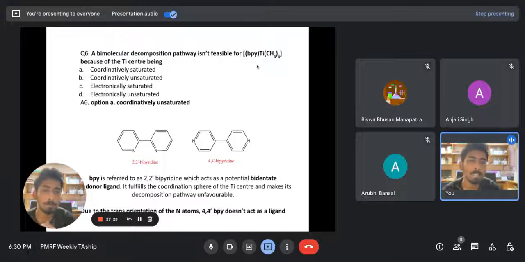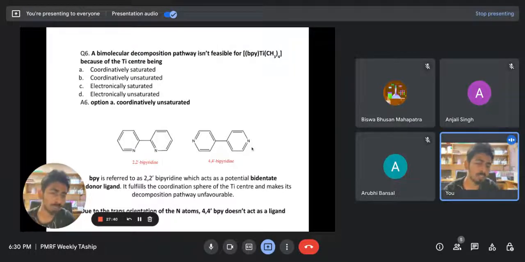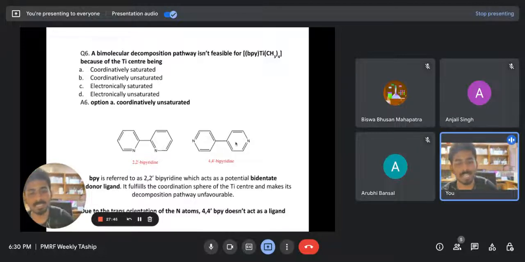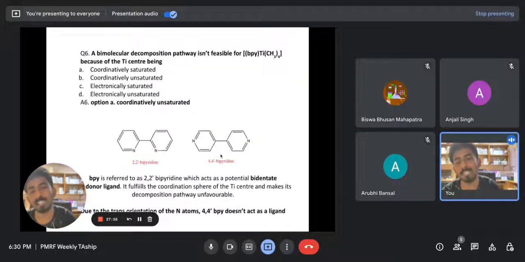This is the BPY Ti(CH3)4. Another point: whenever you are taking a ligand as BPY, you will always consider 2,2'-BPY, not 4,4'-BPY, because you see these nitrogen atoms are far apart from one another. These can also act as 4-electron donors, but since the nitrogen atoms are far apart, the bite angle or chelate formation with the metal is quite less feasible for 4,4'-BPY. That's why, from the ligand perspective in organometallic chemistry, whenever we talk about BPY, you will think of this, not this.